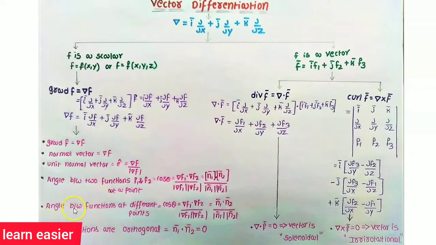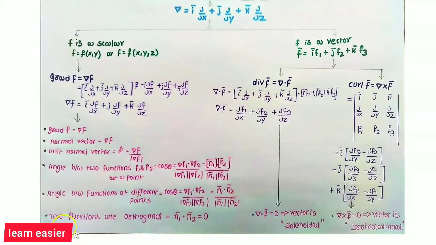Next we have a problem on the angle between the functions at different points. Here, earlier we had two functions at a single point, but now we have only one function at different points, that may be 2 points. So we have to calculate the normal vector at one point and then the normal vector at another point. So we get n1 bar and n2 bar. We take the dot product, and divide by modulus of n1 bar and modulus of n2 bar, then we get the angle between the two functions at two different points.